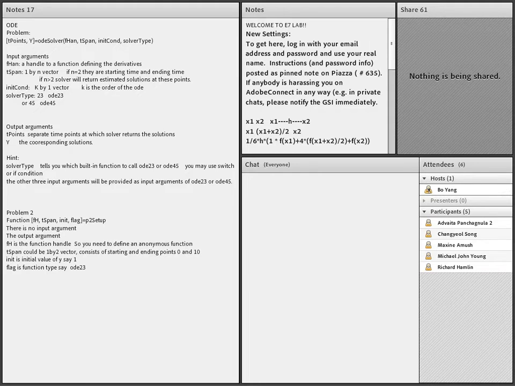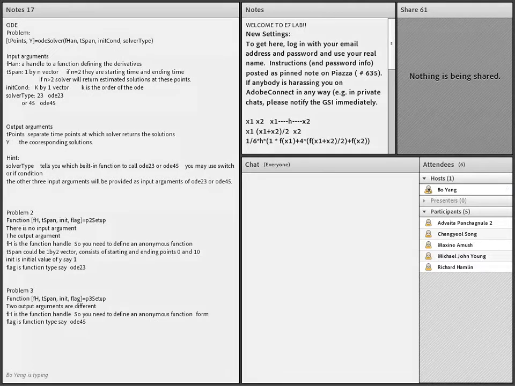For problem 3, you are asked to define another ODE function. In this problem, it's the same thing. There are no input arguments, and there are only two differences from problem 2. The first one is the first derivative of y. It is not cosine x anymore. It is minus y.